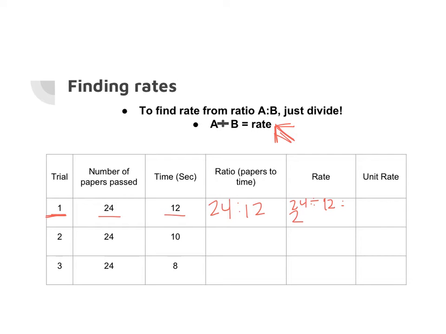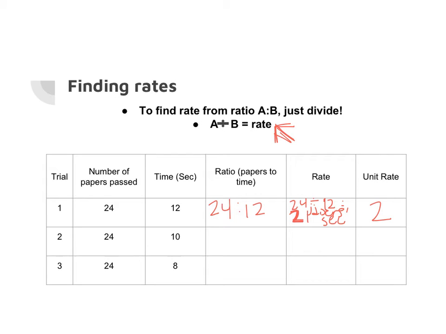Now, remember, whenever we talk about the rate, we talk about the whole thing. So we have to include the unit, which in this case is going to be papers per second. Excuse the poor handwriting. It's hard to squeeze in that little box. But your answer is going to be 2, because we just divided. So our unit rate is going to be what? Our unit rate is going to be just that 2. So remember, for the unit rate, all that you are using is the number.